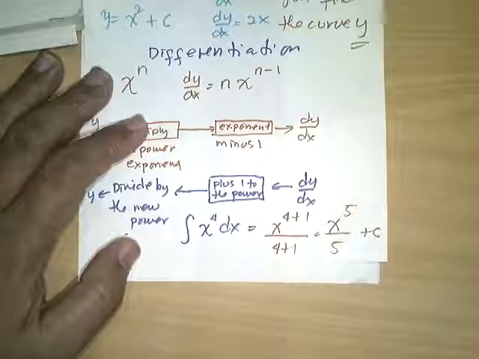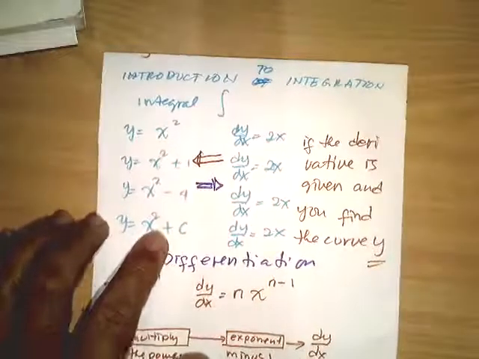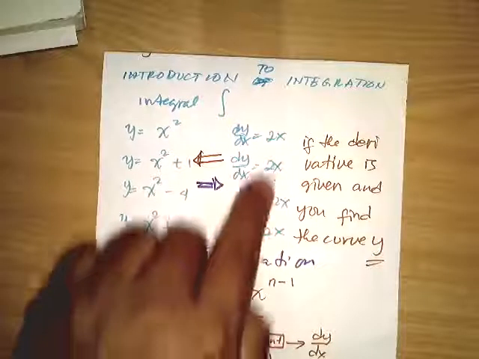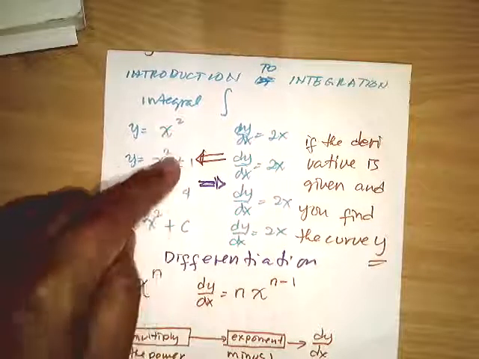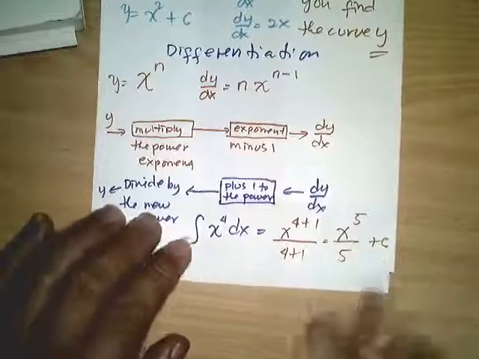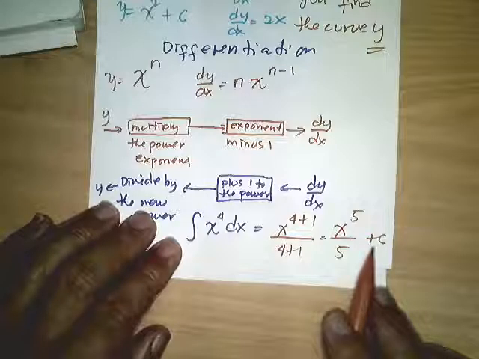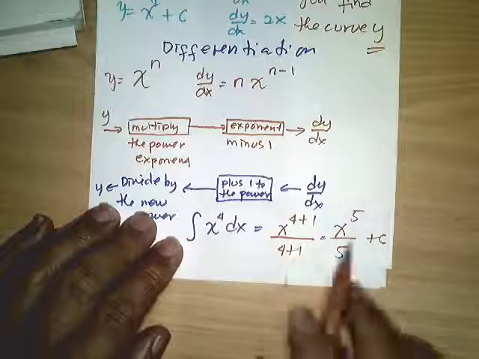Again, what's the reason why we need to add c? Remember, similar to this, there are many functions with the same gradient function. The gradient is 2x. What makes them different is the plus c. You have plus 0 there, plus 1 there, minus 4 there, plus c here. So therefore, there are many functions with the gradient of x to the fourth. But what makes them different is that plus c. So that's how to find that one.